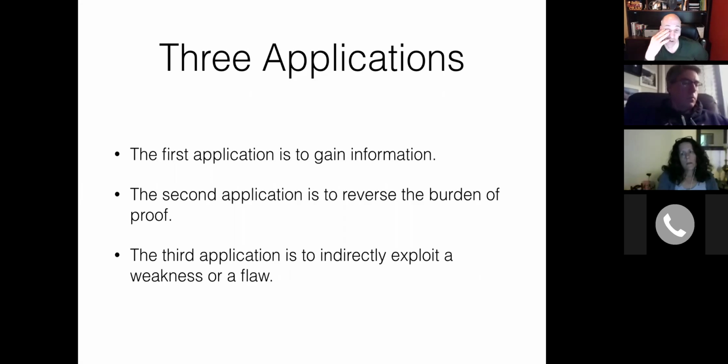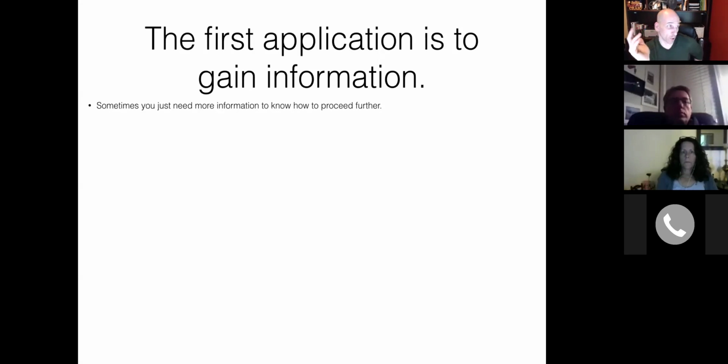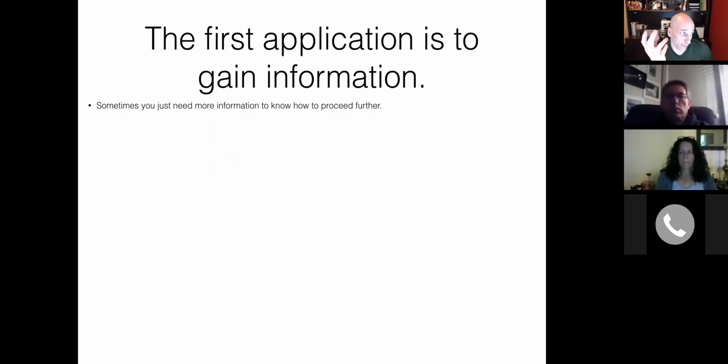The primary one that we want to do is to gain information and help people tell us why they believe the thing that they believe. So, again, the first application is to gain information. Sometimes you just need a little more information to know how to proceed further. This would be a situation where maybe one of your clients would say, well, I don't eat processed foods, or I only eat organic, or artificial sweeteners are bad for you. You maybe need to get some more information before you know how to proceed further. I don't know what they mean by that.